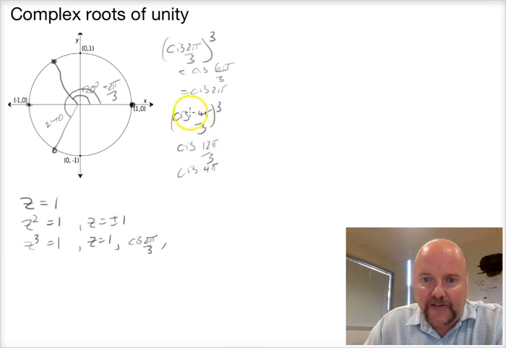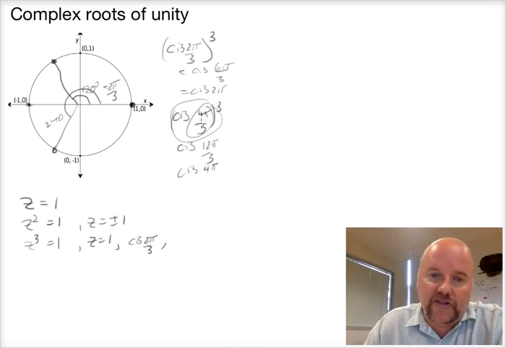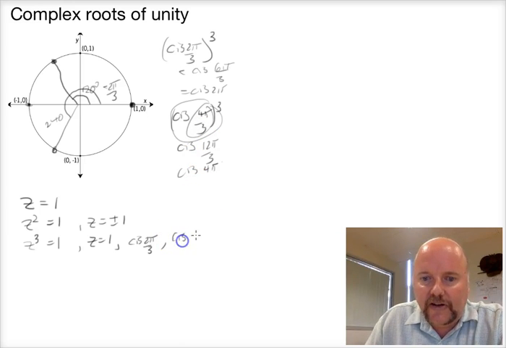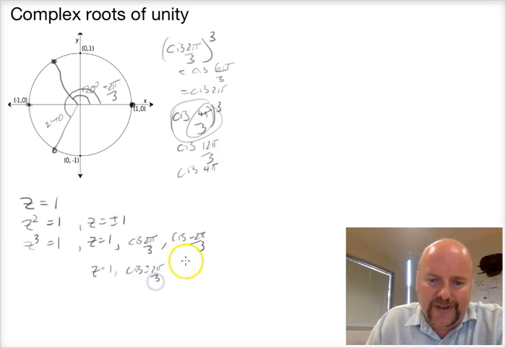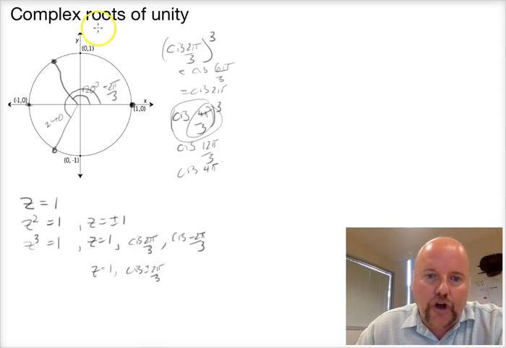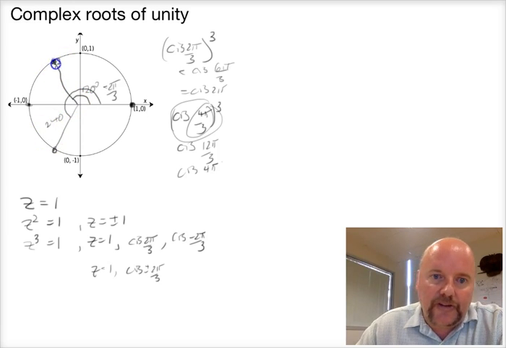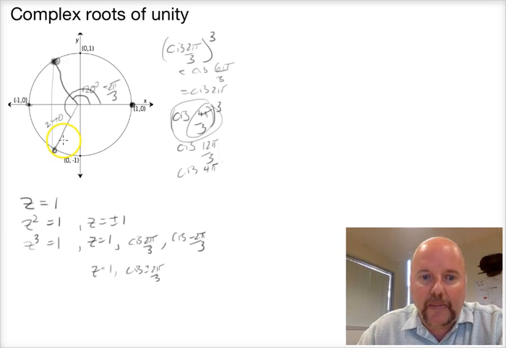We don't tend to write it as cis 4 pi on 3 because the argument is generally written between 180 and minus 180. So you actually need to write that as cis minus 2 pi on 3. Now we can write that as z equals 1 or cis plus or minus 2 pi on 3 perhaps, but I tend to split them up like that. The other thing that tells us why this one and this one here are possible solutions is that if you've got a complex number which is a root of a polynomial, its conjugate is also a root. So that's the complex conjugate theorem as well.